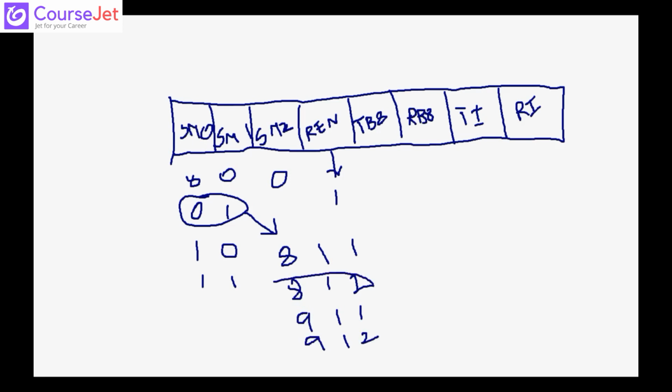We are using only this particular option here: 8 bits of data, 1 start bit, 1 stop bit. That means each time we are doing a transmission, you have 10 bits completely: 1 start bit, 8 bits of data, 1 stop bit.